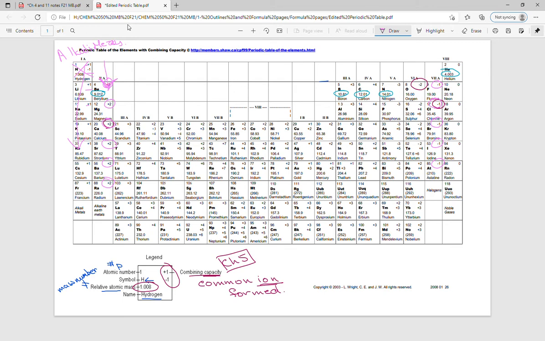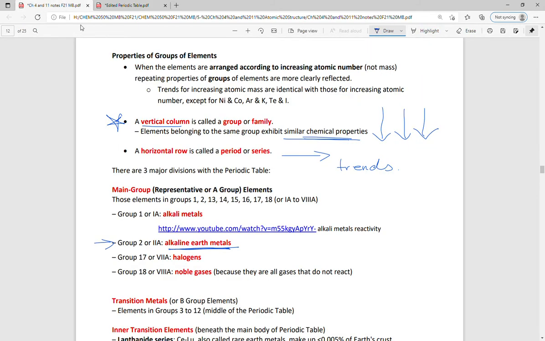If we take a look at the reactivity of these two, there's actually a cool video here. This reactivity of all those things in the first column, they explode in water. So anything there that you can see is highly reactive.